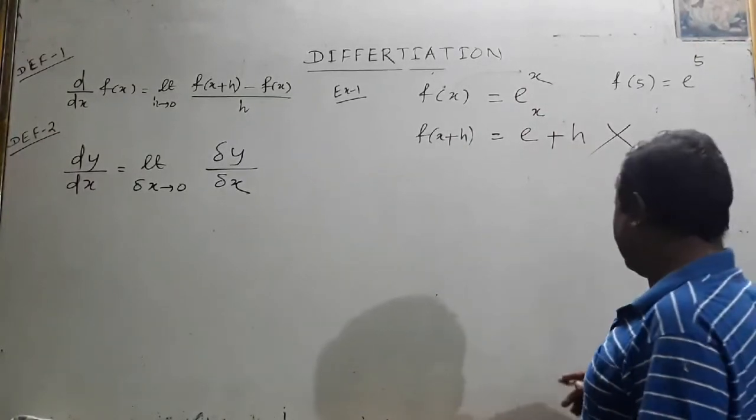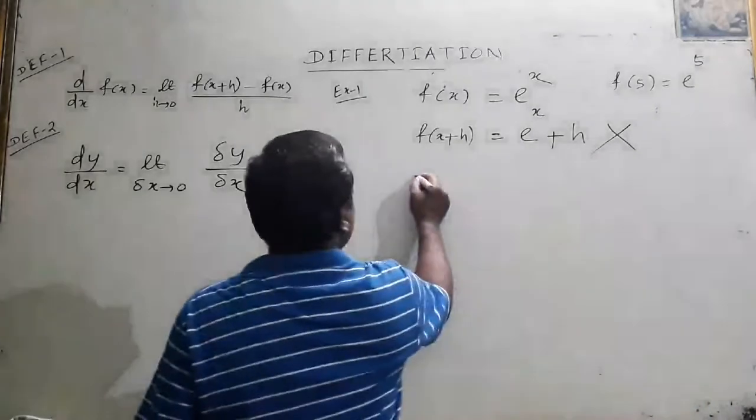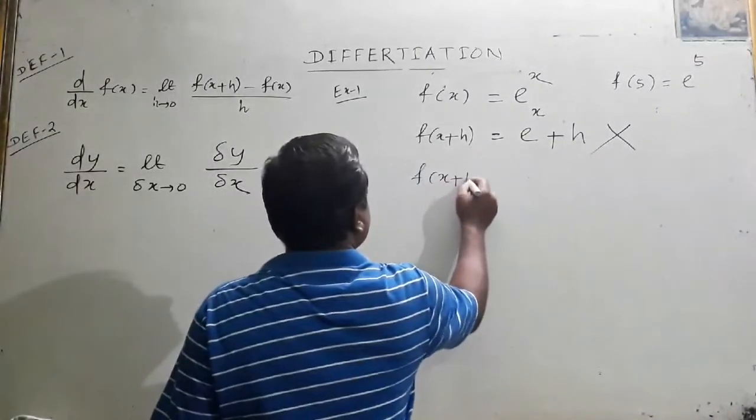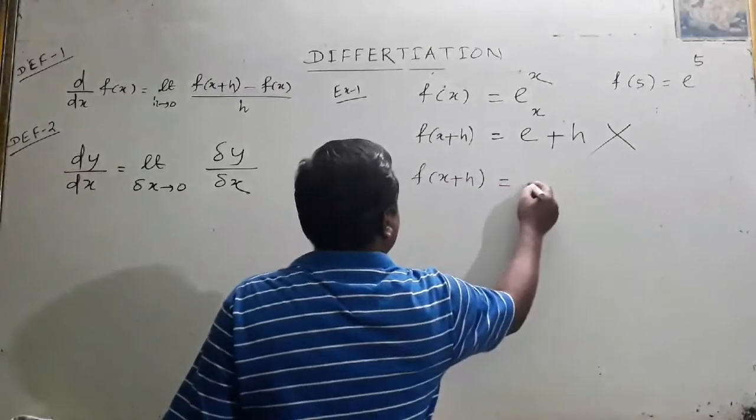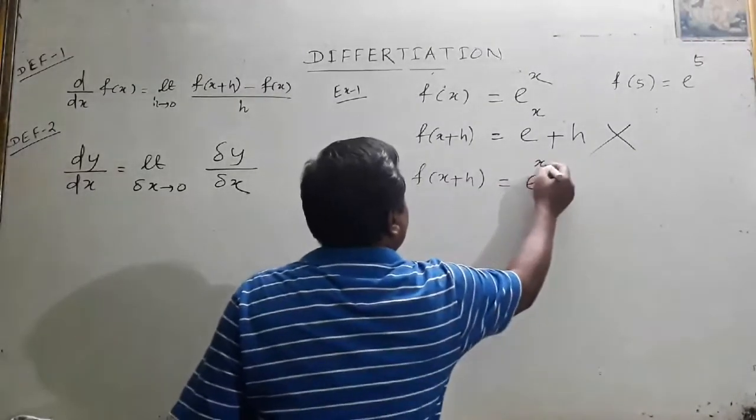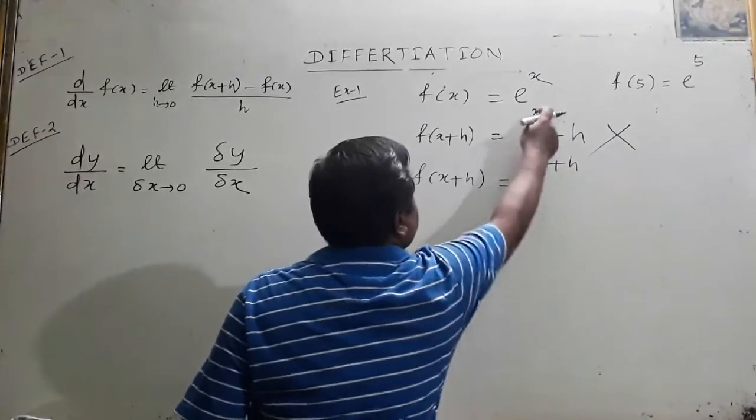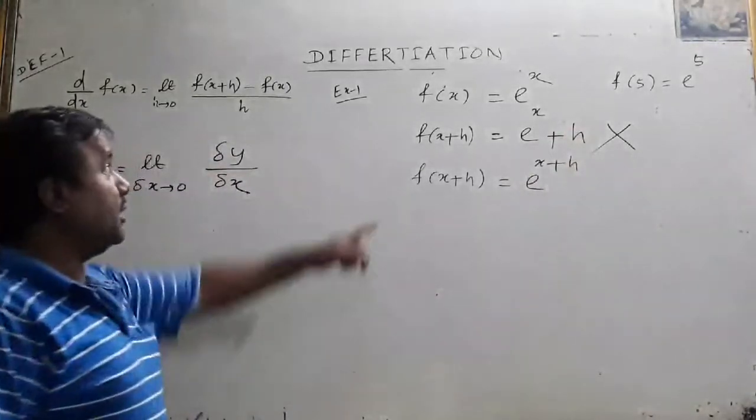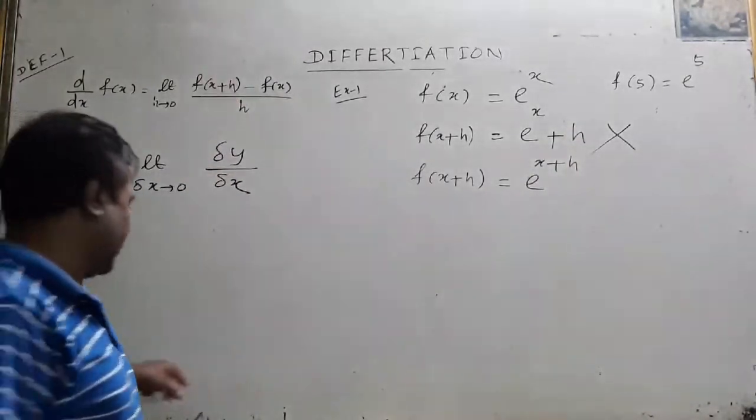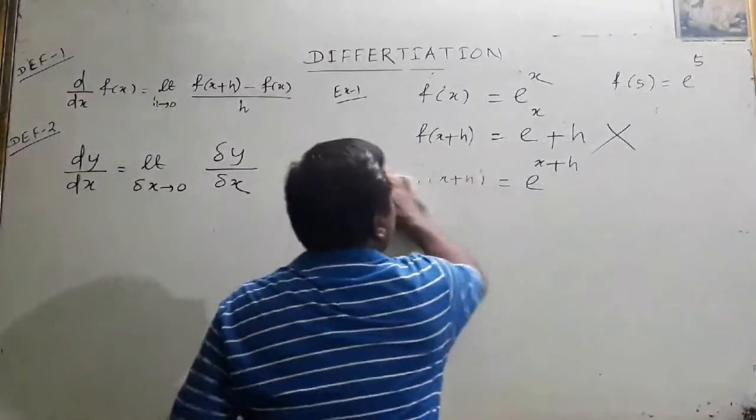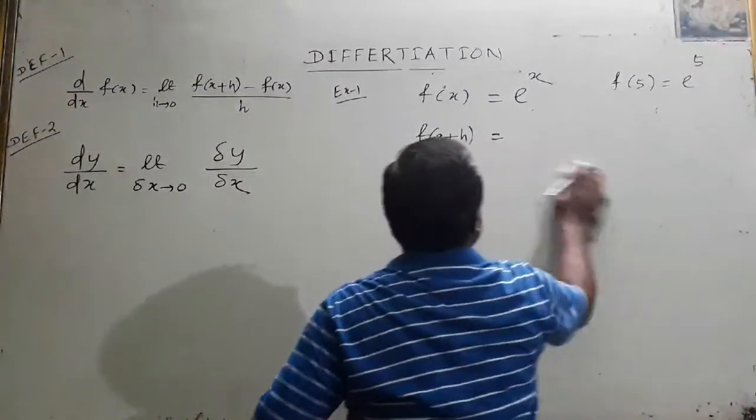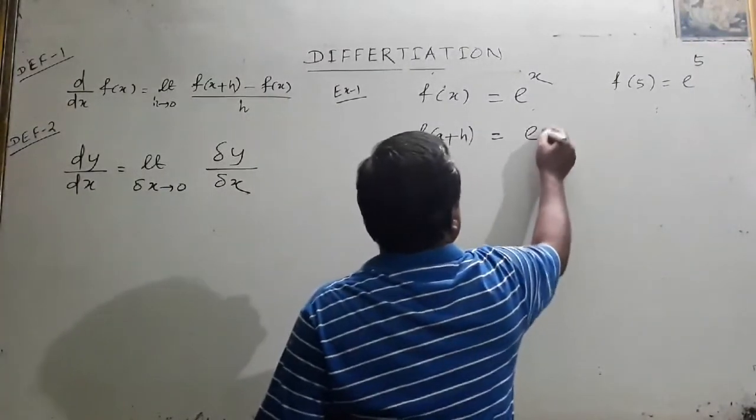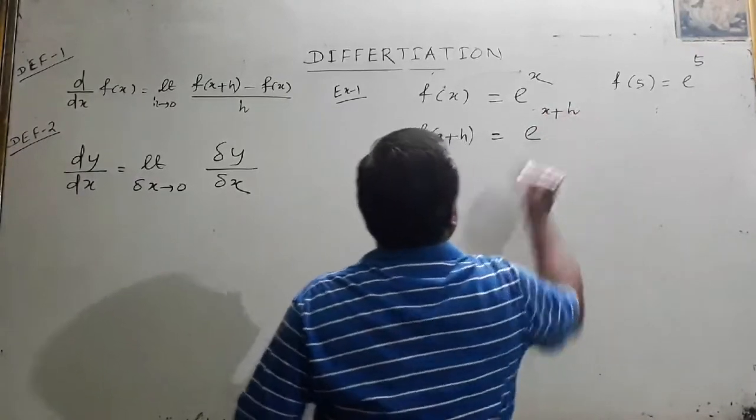So what will f(x plus h) be? f(x plus h) will become e to the power (x plus h), not e to the power x plus h. You have to remember this line. This is a very important thing. So I am writing it again. What is f(x plus h)? It is e to the power (x plus h).